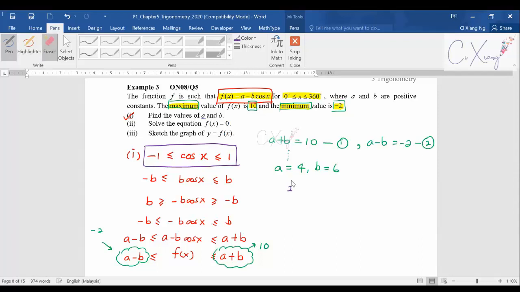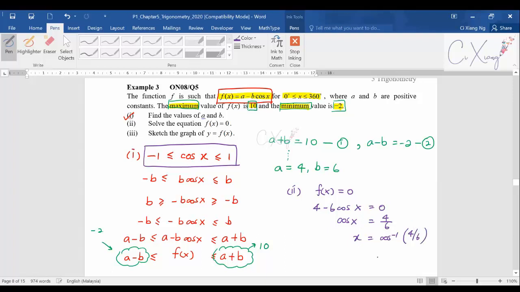Okay, so for part number 2, they want you to solve the equation, but actually we haven't learned how to solve it yet. Okay, but no matter how, we just try to write out the solution. So when you want to solve fx equals to 0, that means you're having 4 minus 6 cos x equals to 0. Okay, so what's the value for cos x here? Cos x is equals to 4 over 6. And then x is equals to cos inverse 4 over 6.